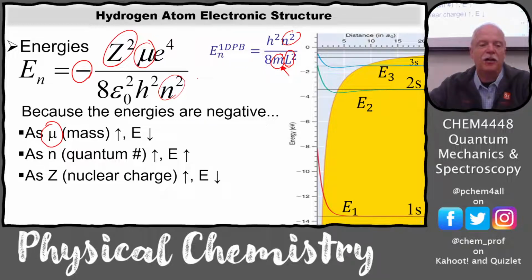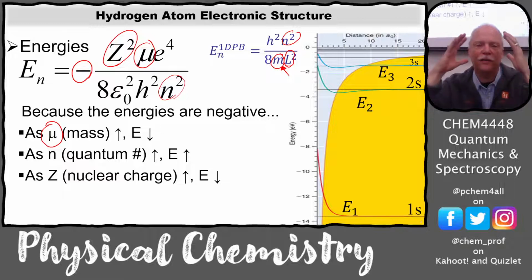And nuclear charge, as it goes up, energy goes down. So, you know, we increase the charge, we get lower and lower energies because we have an electron attracted to a more positive thing. And so it's going to be a lower energy.